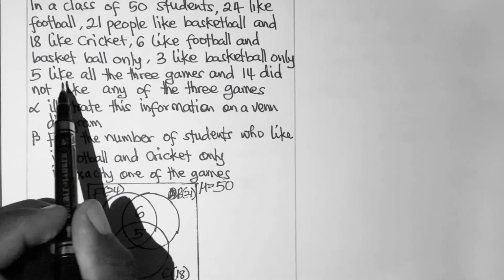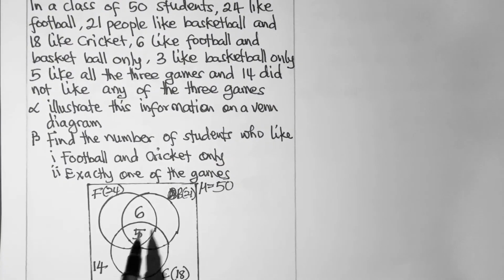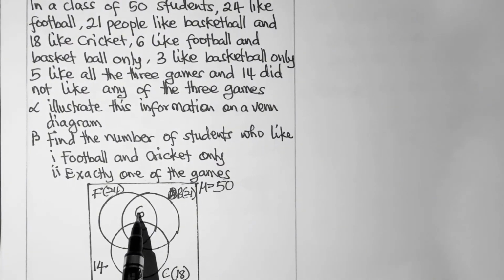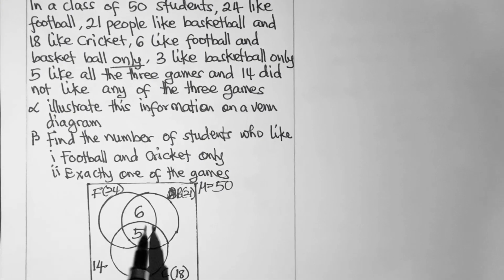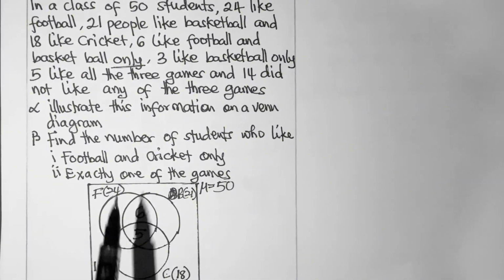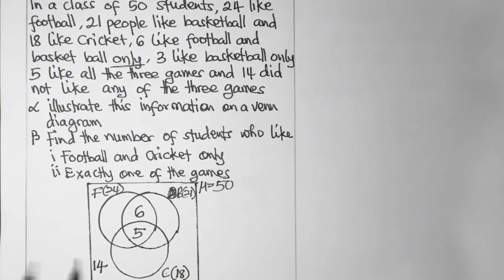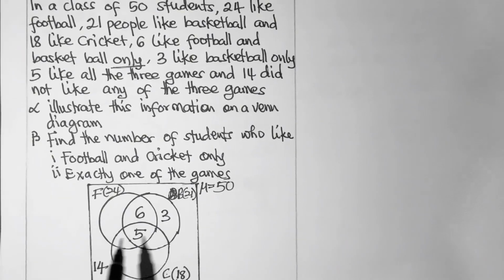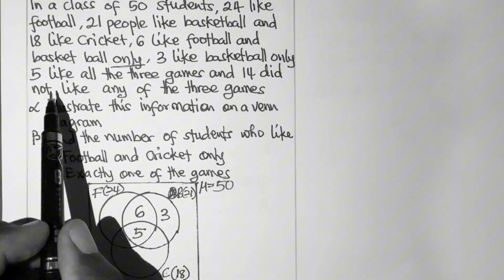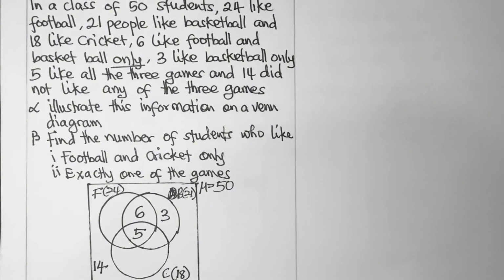Please, this is different from 6 like football and basketball. If it was that way, then we would have subtracted the 5 from the 6. But he says football and basketball only, so that is how come we didn't do any subtraction. And he says that 3 like basketball only, so this is basketball only, so it's 3. And then the question says that 5 like all 3 games. We have already shown that.